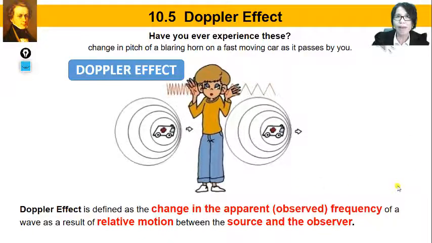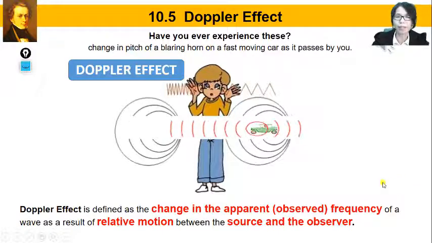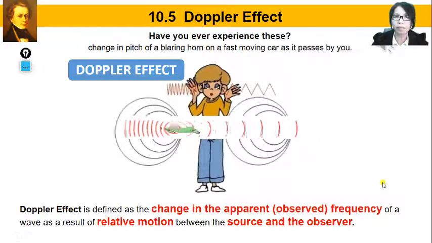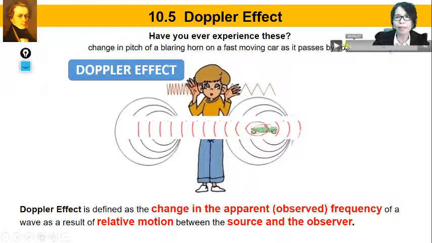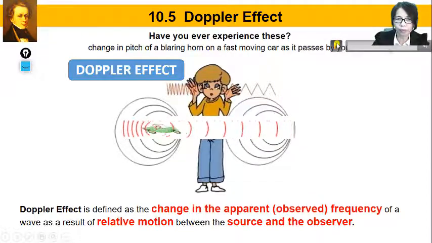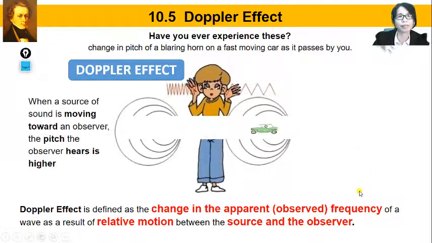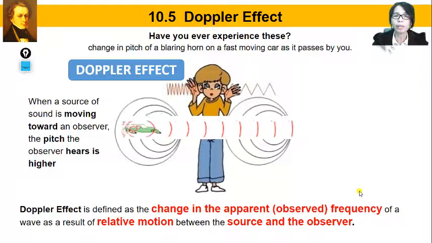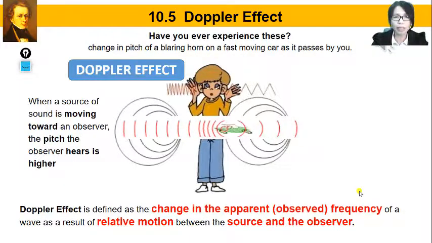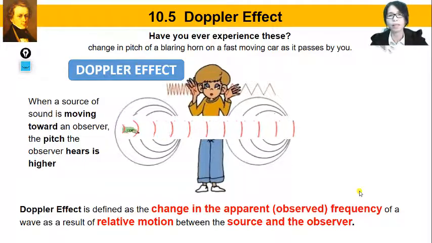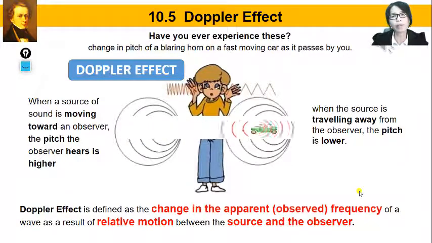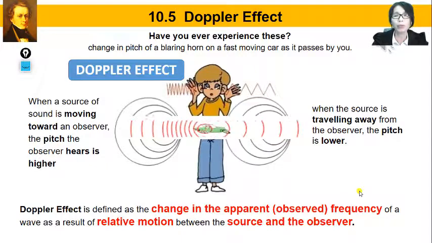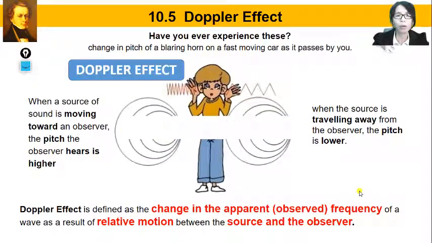So have you ever experienced this? You notice that there is a change in the pitch of a blaring horn on a fast moving car as it passes you. When a source of sound is moving towards an observer, we notice that the pitch the observer hears is higher than the frequency of the sound source. Same goes for when the source is traveling away from the observer, we notice that the pitch will become lower.